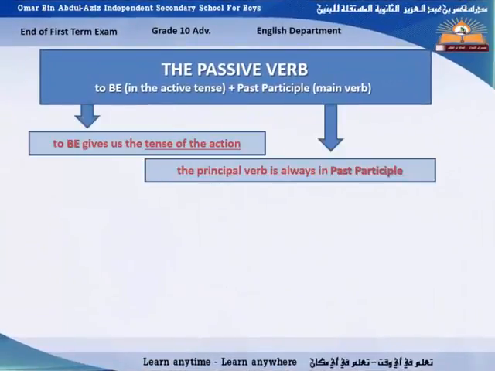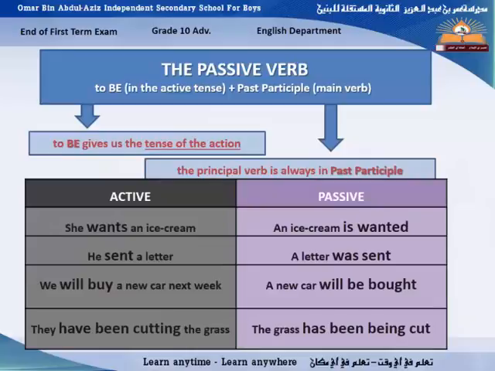The passive verb. The passive verb consists of verb to be in the active tense plus the past participle of the main verb. To be gives us the tense of action, and the past participle is the principal verb which is always in the past participle. As we can see from the table in front of us, she wants an ice cream. The passive voice is: an ice cream is wanted.